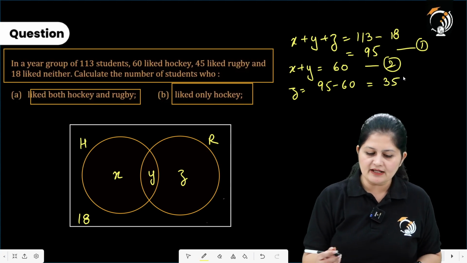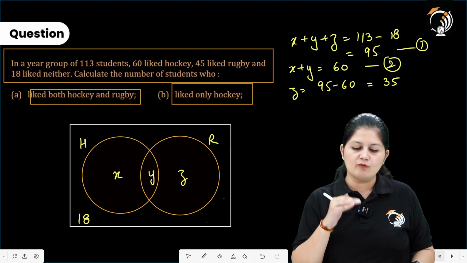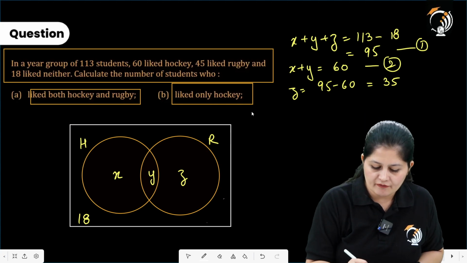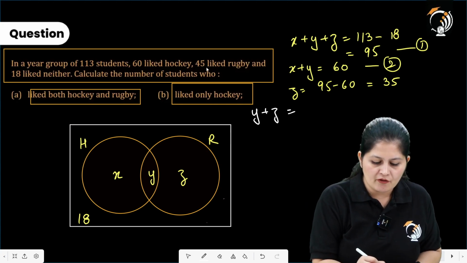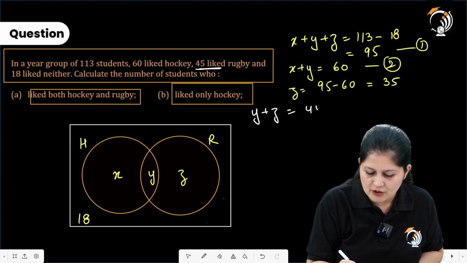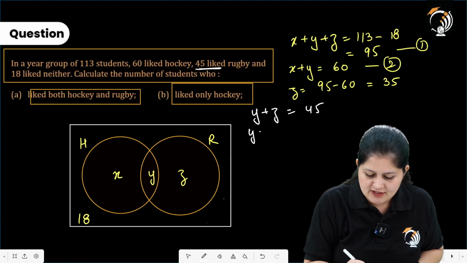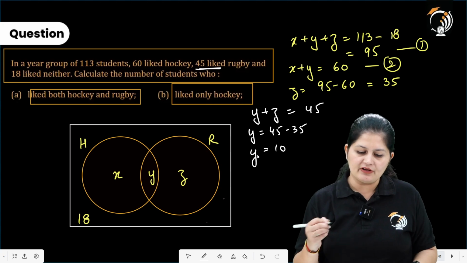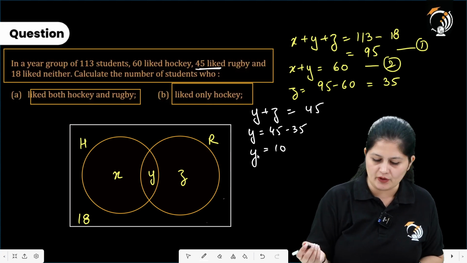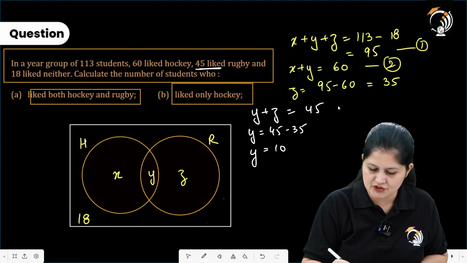Further, we also know one more thing, that y plus z is equal to the people who liked rugby, which are 45 in number. So that is equal to 45. We know the value of z already, right? So y is equal to 45 minus 35, which is going to be equal to 10. Yes. Now further, if we need to find out the value of x, that is going to be equal to nothing but 50.